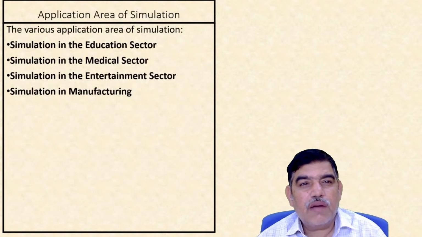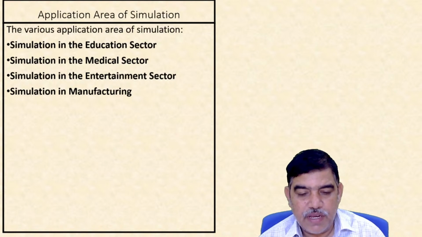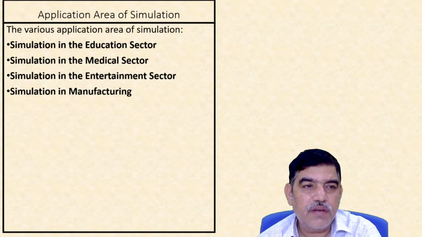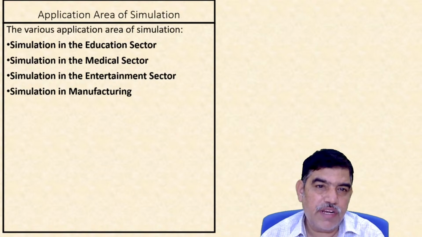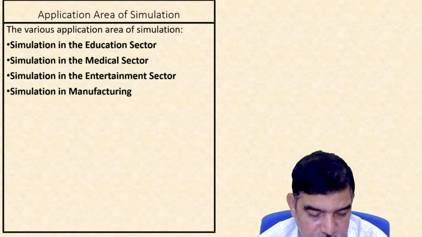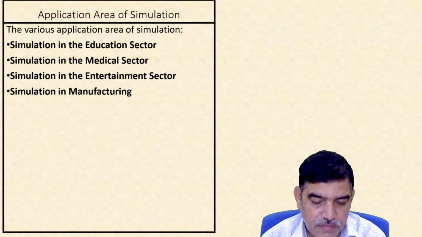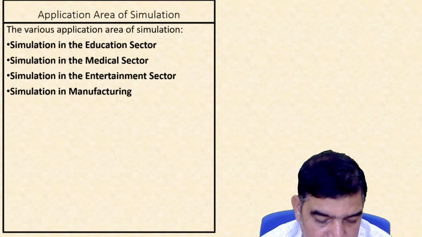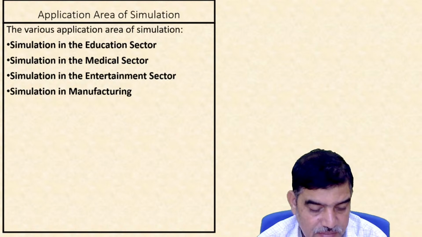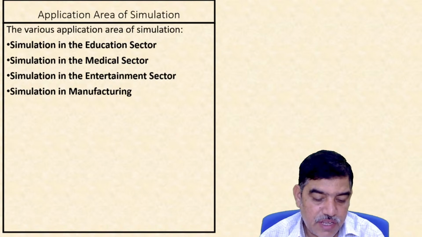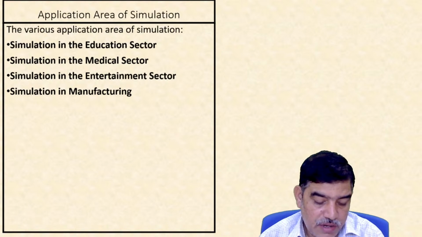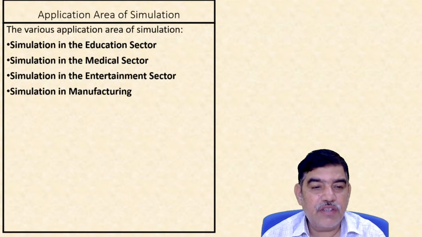Then we discuss the application areas of simulation. The various application areas of simulation are simulation in the education sector, simulation in the medical sector, simulation in the entertainment sector, and simulation in the manufacturing sector. So as we know, simulation is applicable for solving problems in various areas. Again, we'll discuss here simulation in the education sector, simulation in the medical sector, simulation in the entertainment sector, and simulation in manufacturing.